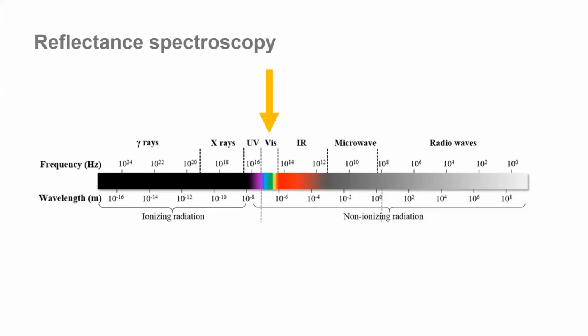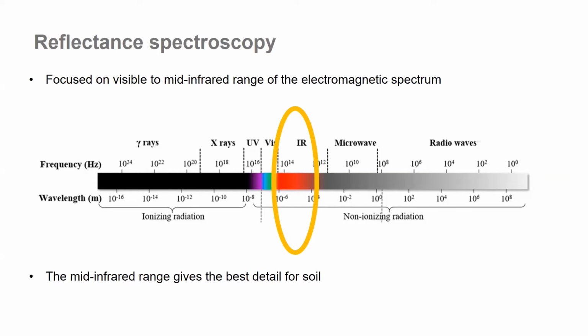This is the electromagnetic spectrum. You will be familiar with the visible section of the spectrum, which shows up as rainbow colours. Reflectance spectroscopy is focused on the visible to mid-infrared range of the electromagnetic spectrum. The mid-infrared range gives the best detail for soil chemical property predictions and is the focus of our work.